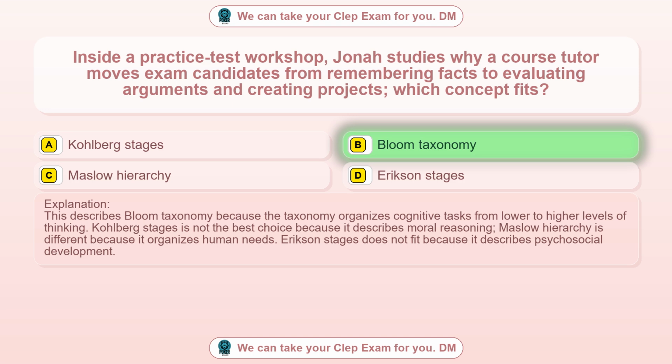This describes Bloom taxonomy because the taxonomy organizes cognitive tasks from lower to higher levels of thinking. Kohlberg stages is not the best choice because it describes moral reasoning. Maslow hierarchy is different because it organizes human needs. Erikson stages does not fit because it describes psychosocial development.